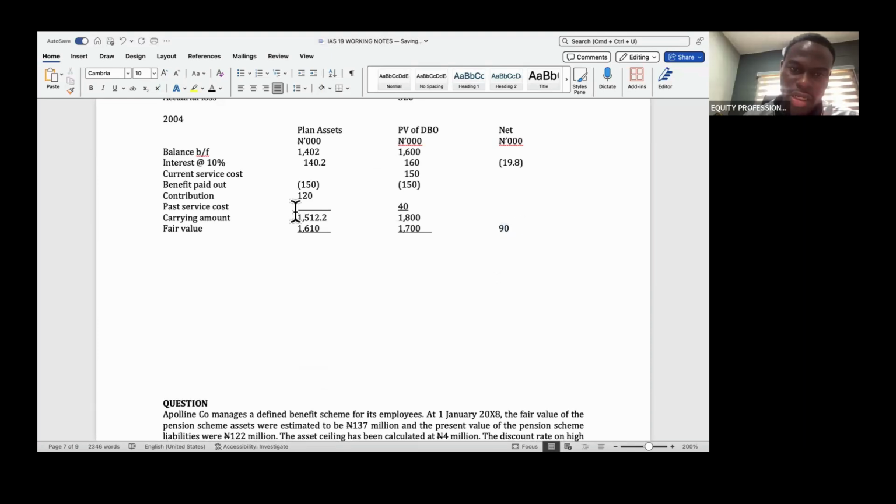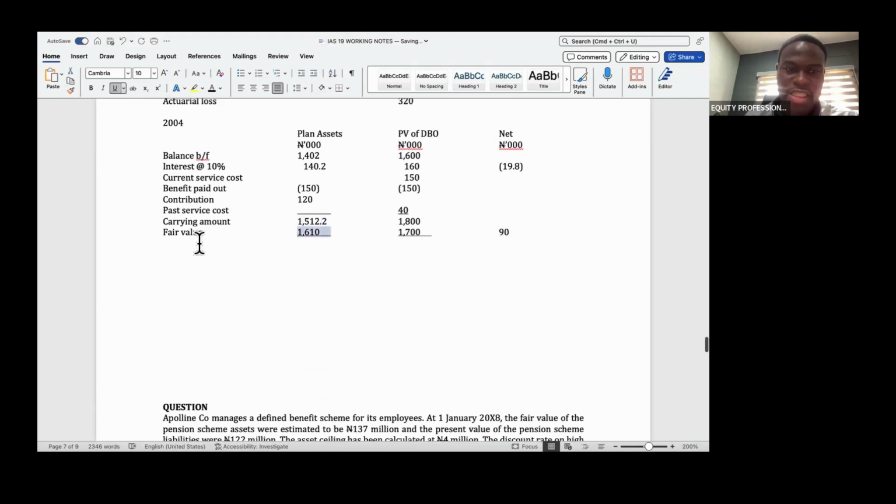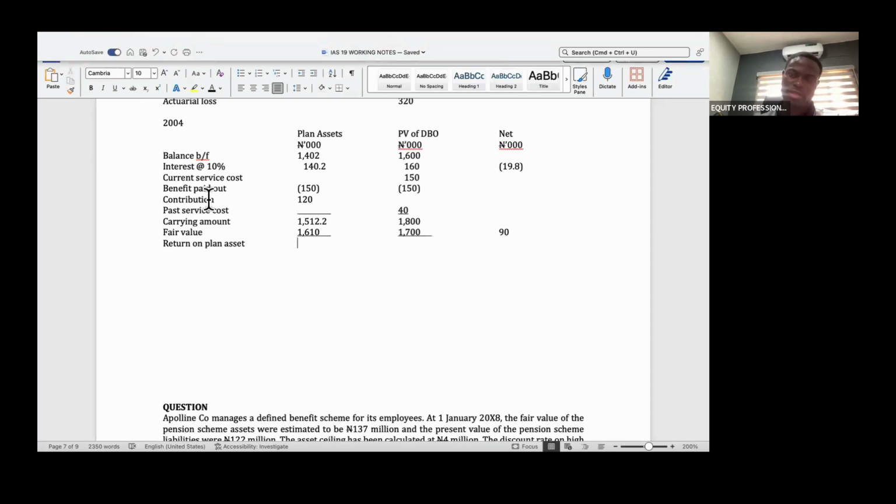Okay. Now, for the asset, our asset increased. The fair value of the asset increased. That's a gain. So we have return on plan assets. What's the difference? Oh yeah, what's the difference?